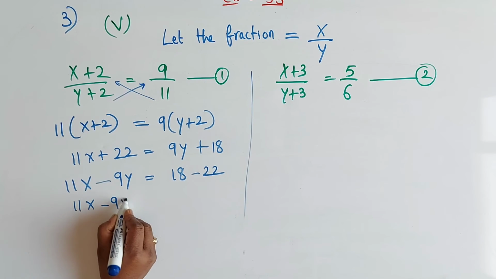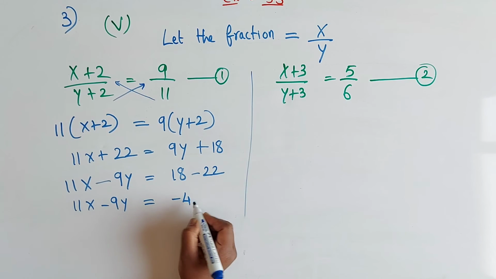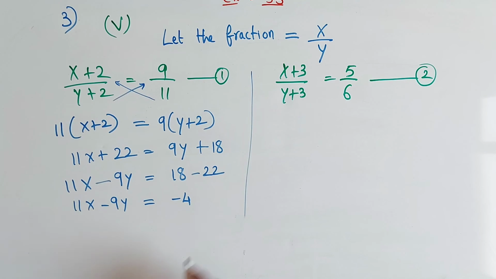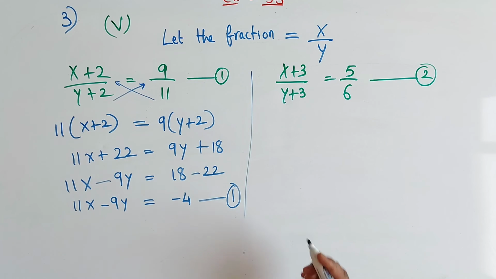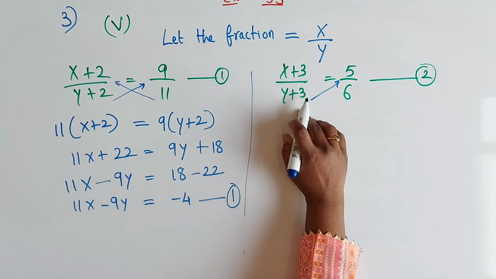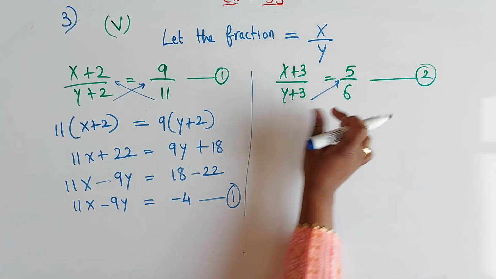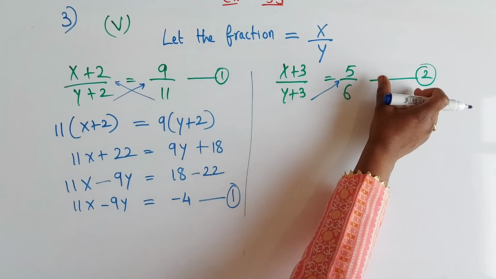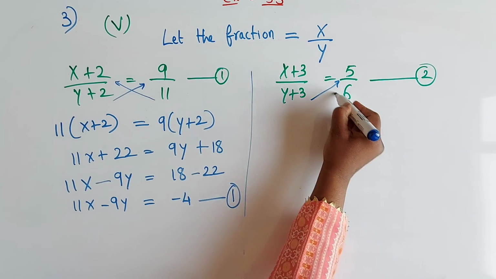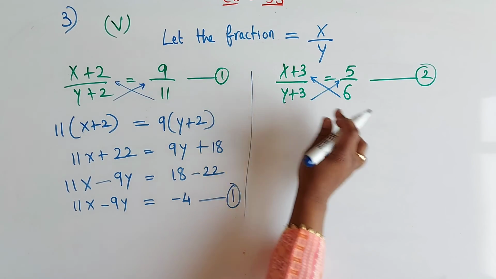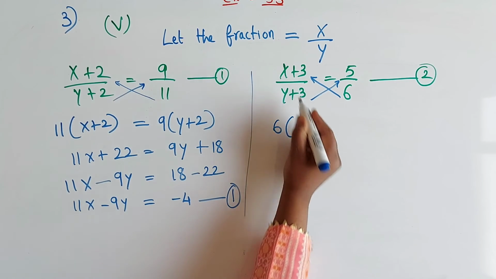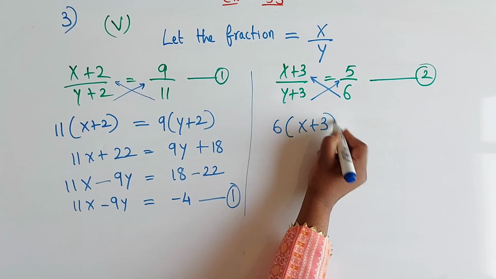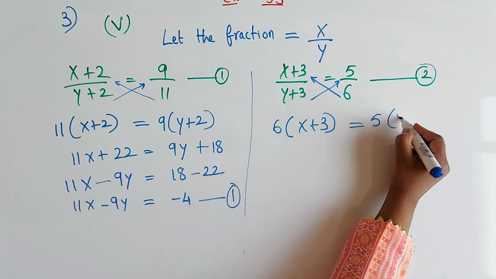11x minus 9y equal to minus 4, children. This is the first equation. The first equation changed like this. Now the second equation, same here also. Send this one to the right hand side. Here it is the denominator, now it will be the numerator, multiplying with the numerator. Now 6 also will go to the left hand side, it will be multiplying with the numerator. Correct, children? 6 into x plus 3, that equal to 5 into y plus 3.